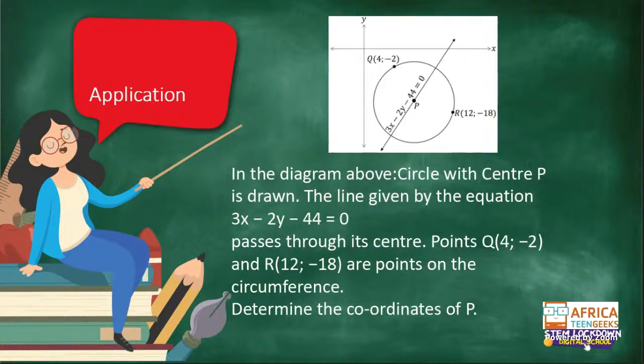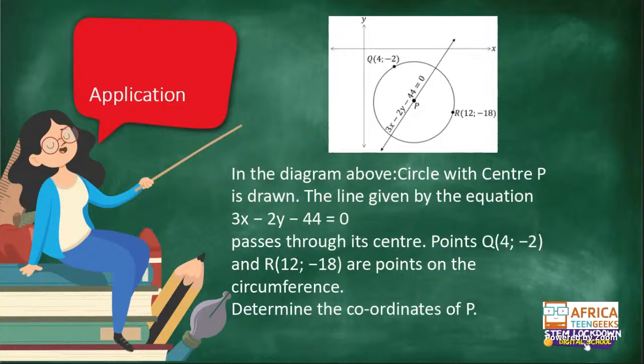It says the line given by the equation 3x minus 2y minus 44 equal to 0 passes through its center. The points Q (4, -2) and R (12, -18) are points on the circumference. Determine the coordinates of P. So remember, this is also a question that you have on the tangent. Here it asks you to find the coordinates of P. You can see that P here is the center, so we are looking for the coordinates of this center.